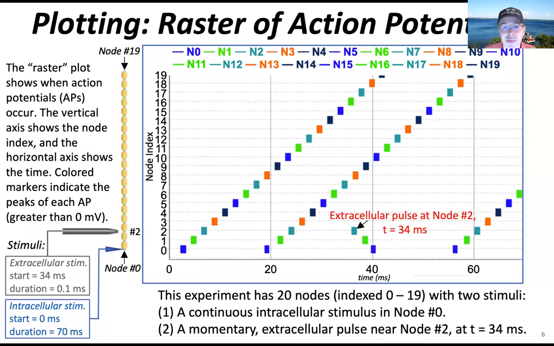The first plot we would usually look at, though, is the raster plot, which shows when action potentials occur. So in this plot, the vertical axis lists a node index, and I've run a simulation using 20 nodes numbered from 0 at the bottom to 19 at the top. The horizontal axis is time, and the markers in the plot indicate when the action potentials occur, that is, the peaks of the action potentials. And from this, we can look at the different behaviors that happen during the experiment.